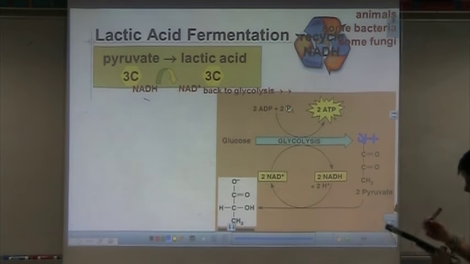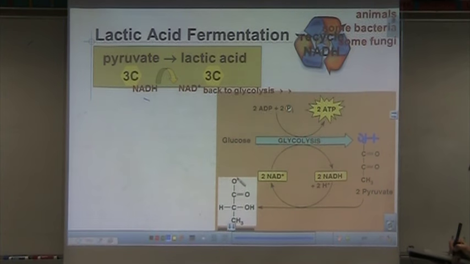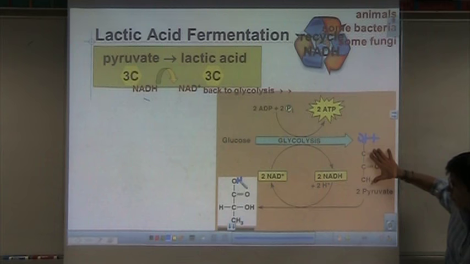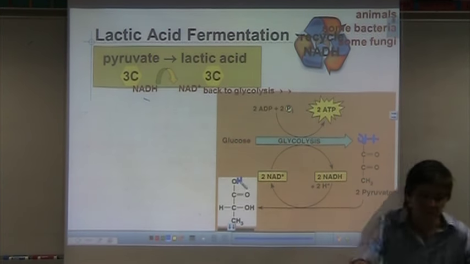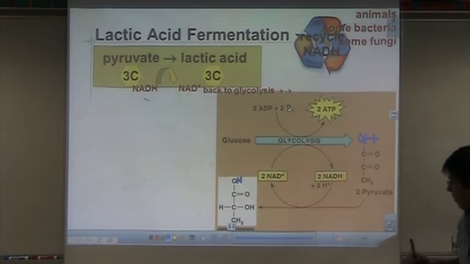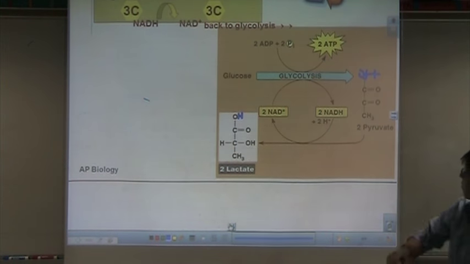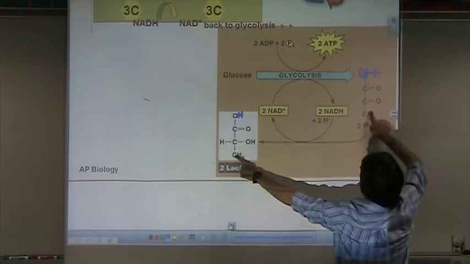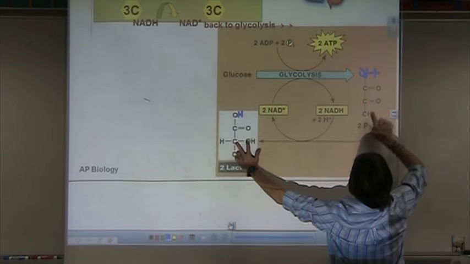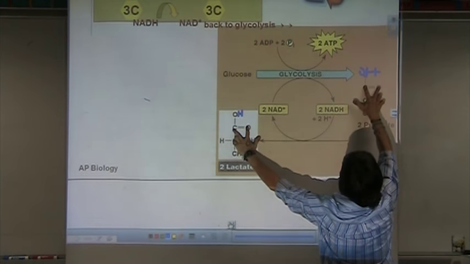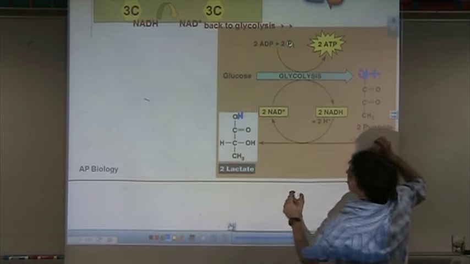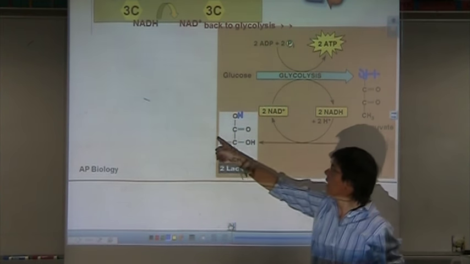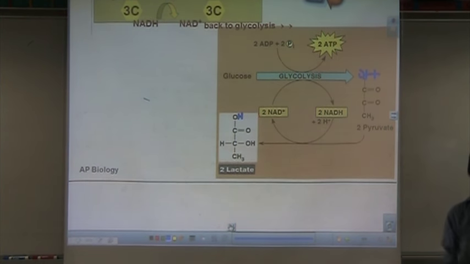Notice what happens to the pyruvate. I can do it with the H there. What's the difference between pyruvate and lactic acid? Compare. CH3 right there, same thing. CO, OH. What's new in this molecule? What is new is that hydrogen there. That's what makes it new.